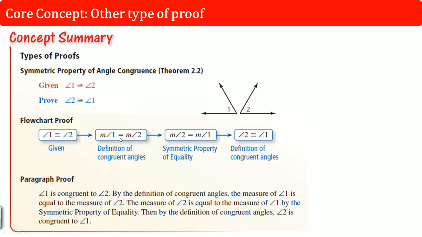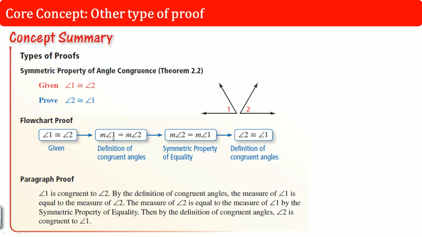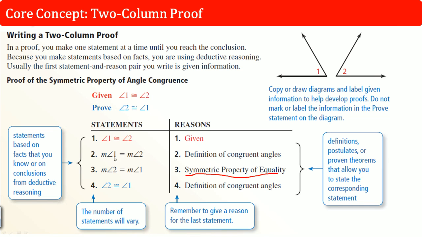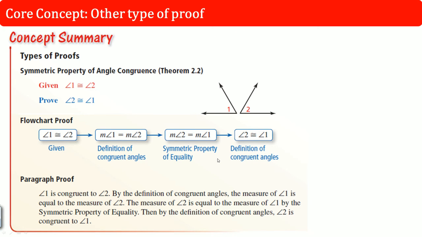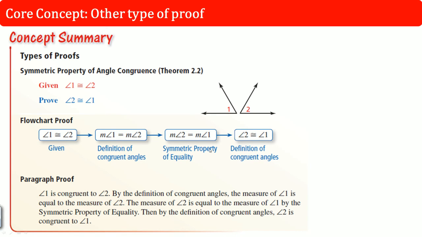Notice that what goes into the box is the statement and what is in blue is the reason. Okay, notice the first statement is angle 1 is equal to angle 2 and that is given. That is the same way here, it is given. Second step, measurement of angle 1 is equal to the measurement of angle 2. That's the definition of congruent angles. Notice that is also the same second step. Likewise. So both ways, whether you do the 2-column proof or the flowchart proof, it's going to be the same way. Okay, there you go. This should give you a basic understanding of geometric proofs.